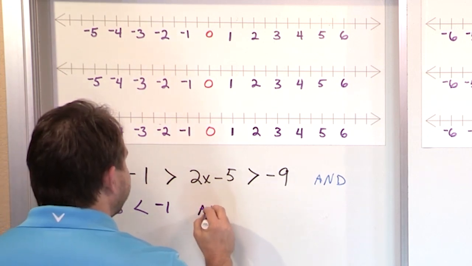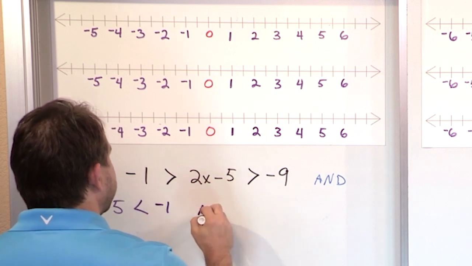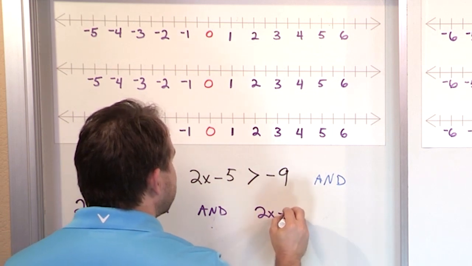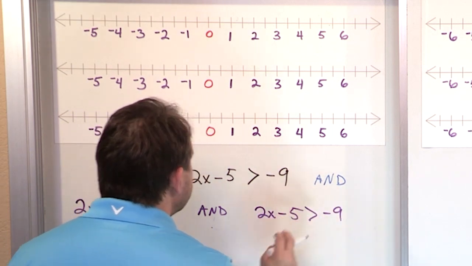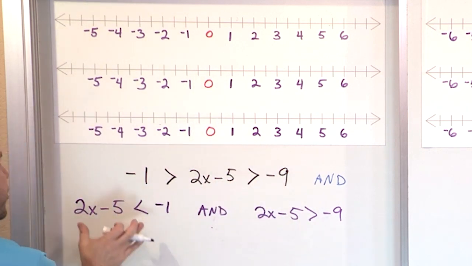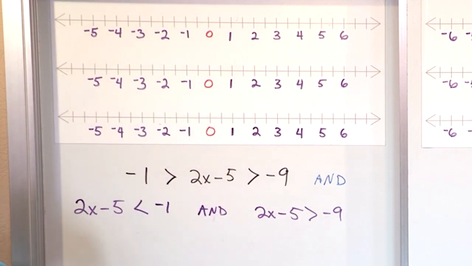And then you literally write the word and, if you can spell the word and, right? So and. You write the second inequality just the way it sits. So 2x minus 5 greater than -9. So you've taken your single problem, which really is two problems rolled together, and you have now branched it into two separate inequalities joined with an and. And we just solve them.